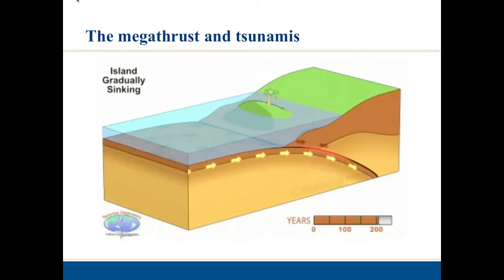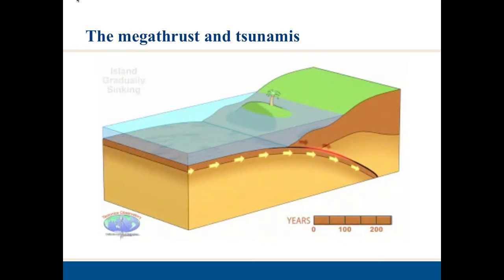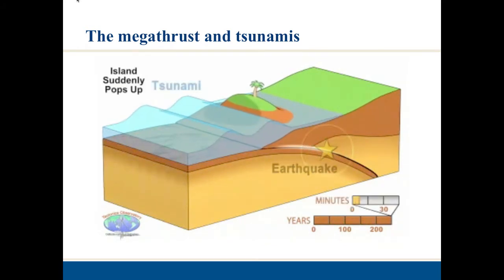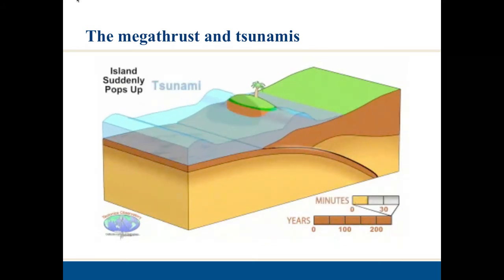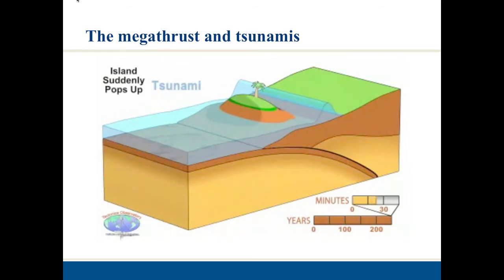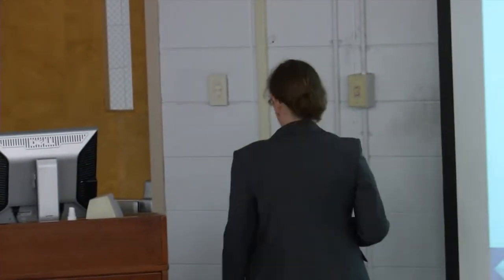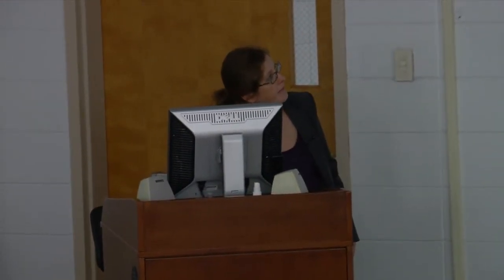So the oceanic plate is subducting during the interseismic period. It pulls down the upper plate along with it. That stored elastic potential is released in an earthquake. And in the case of subduction zones, which lie in marine environments, you may or may not displace enough water column to generate a large tsunami.